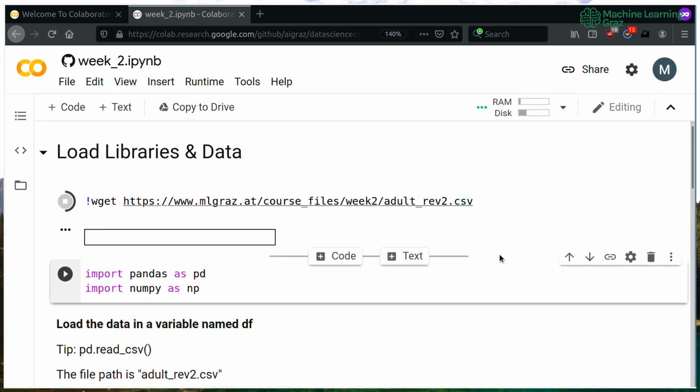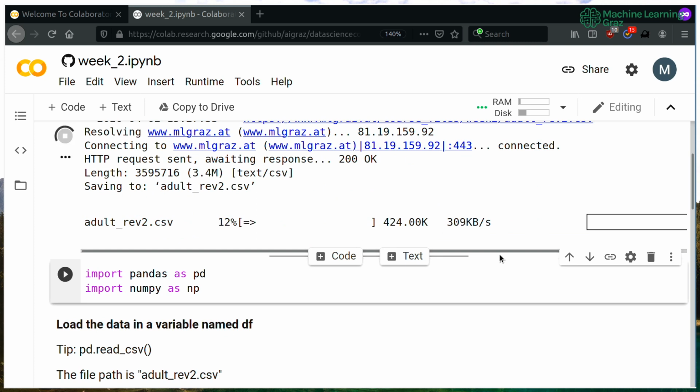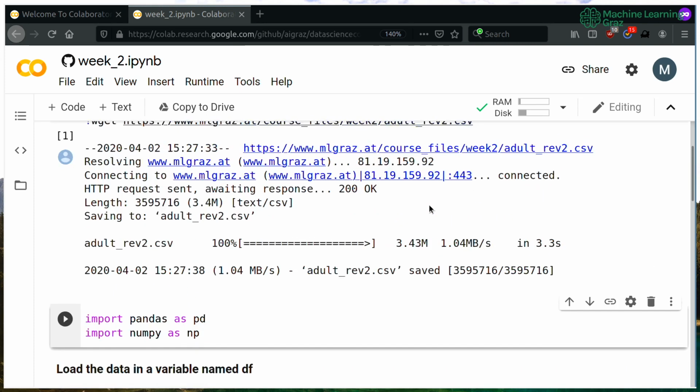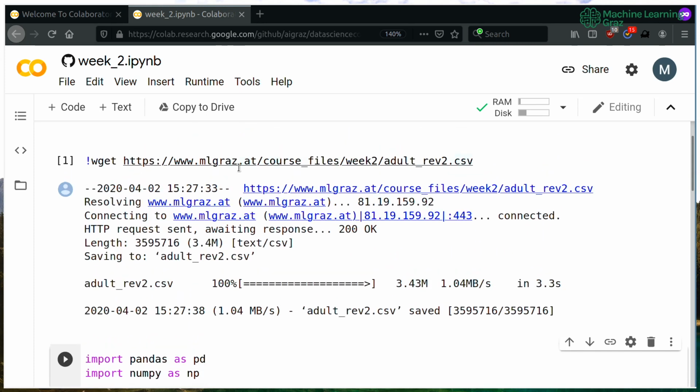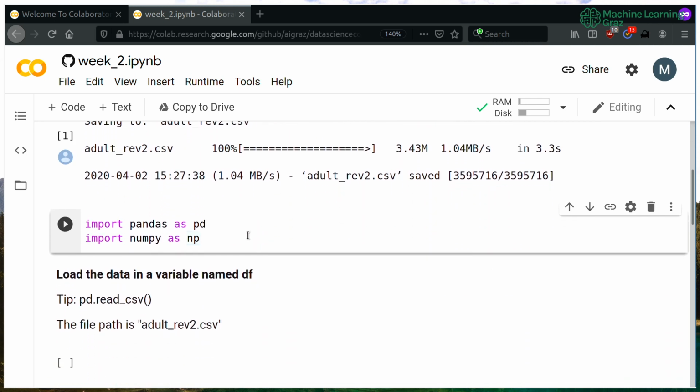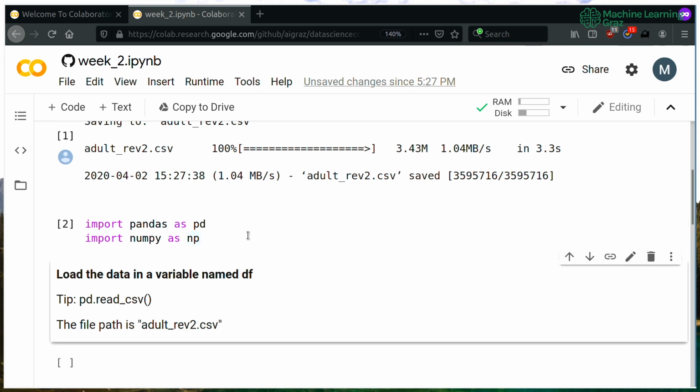What this error says is that this is some data not from Google. Don't worry, this is not a virus. This is directly a CSV file located on our server, and here we can see we're downloading it with this command. It just downloads this file from the internet, and it should take several seconds. For the next line of code, again, you press Shift Enter, and this is basically importing the libraries Pandas and NumPy.